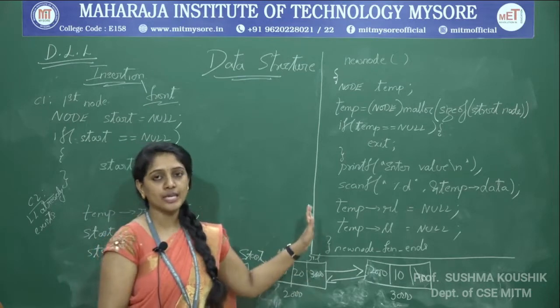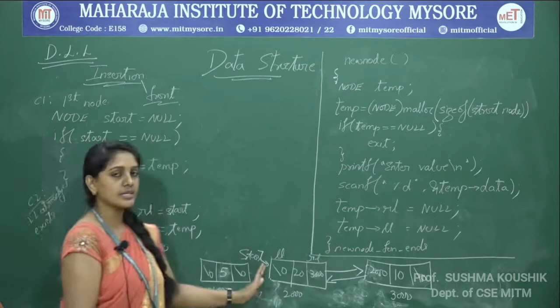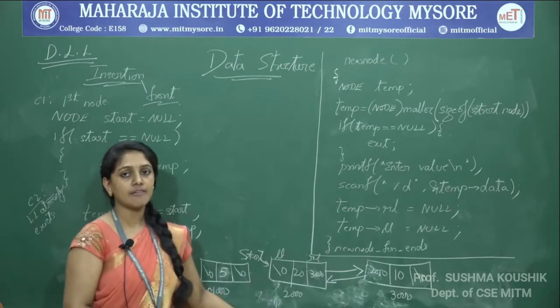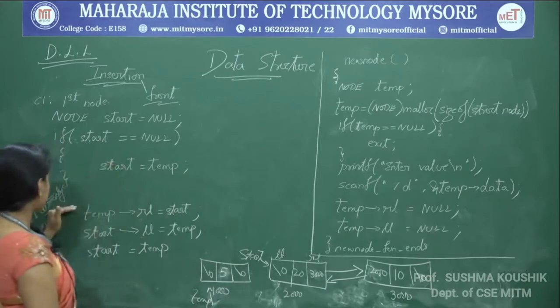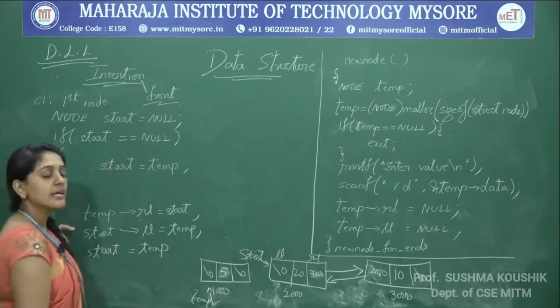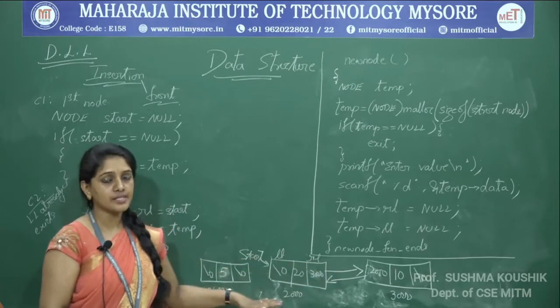We will quickly go through the cases. The first case is start is equal to null. No, start is not null. Start is holding 2000, a valid address over here. So case 1 fails. We will come to the next case, case 2, where the linked list already exists. Yes, true, the linked list already exists. And now this is the front insertion.